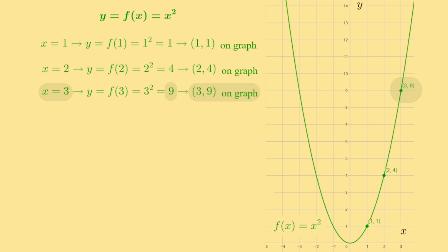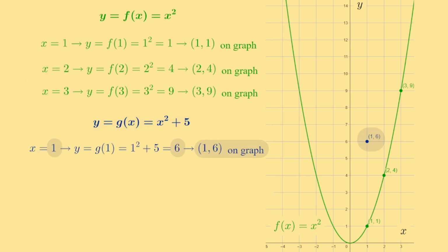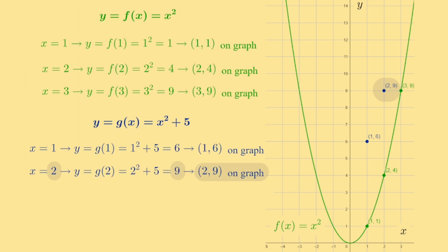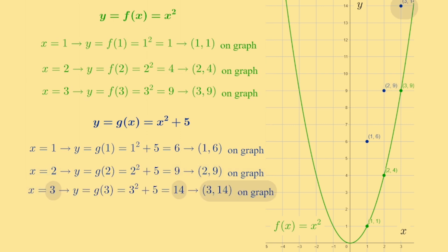Consider this second function, g of x, which is equal to x squared plus 5. What are the y values of this second function for the same three x values we selected? X equals 1 will be paired with 6, x equals 2 will be paired with 9, and x equals 3 will be paired with 14.